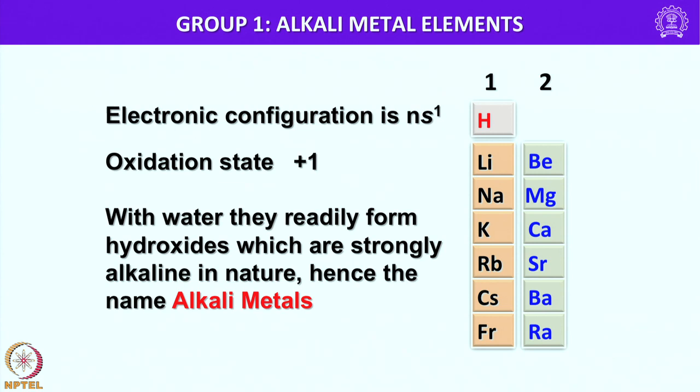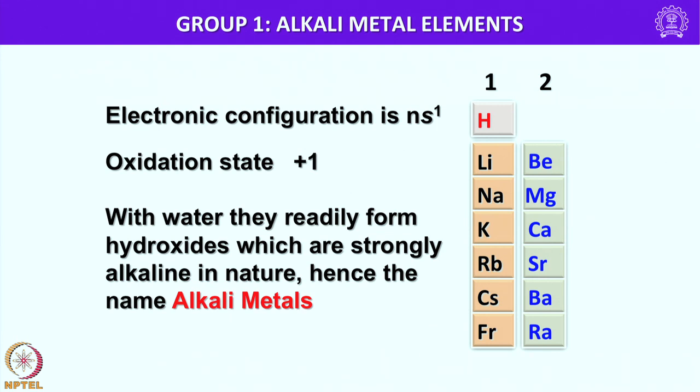I shall draw your attention to only lithium to francium, and we have totally 6 elements: lithium, sodium, potassium, rubidium, cesium and francium. And to have some analogy with the next group, that is, alkaline earth elements, I have also listed them here. That starts with beryllium, magnesium, calcium, strontium, barium and radium, and we come across some similarities between them. Those things I shall discuss when I move to group 2 chemistry.